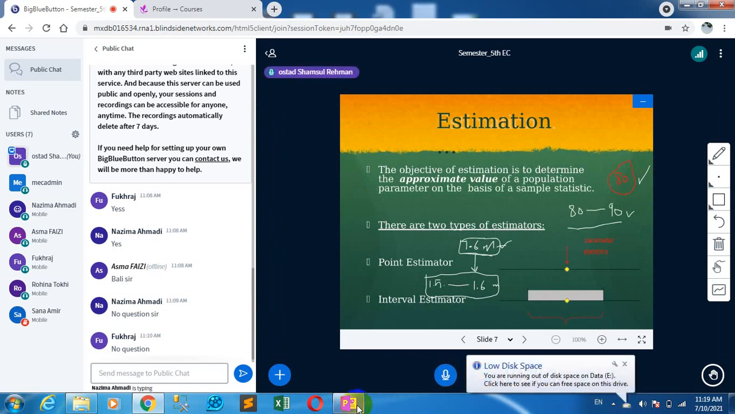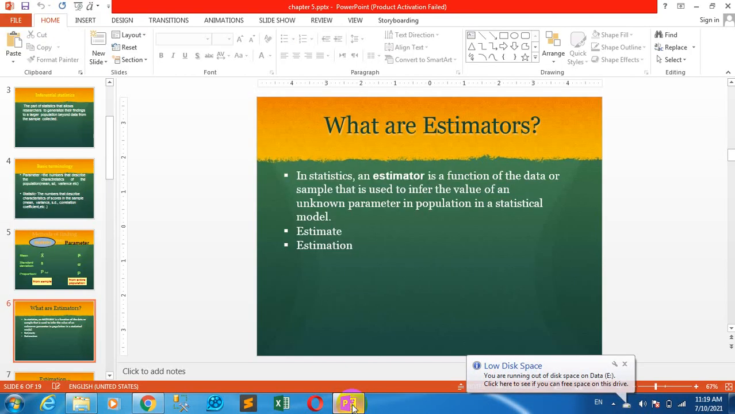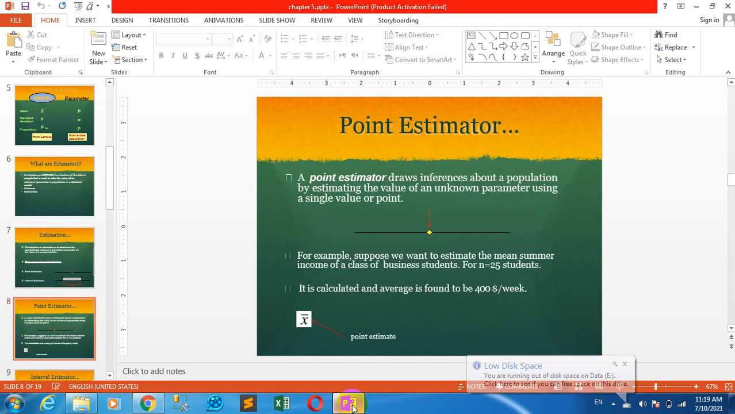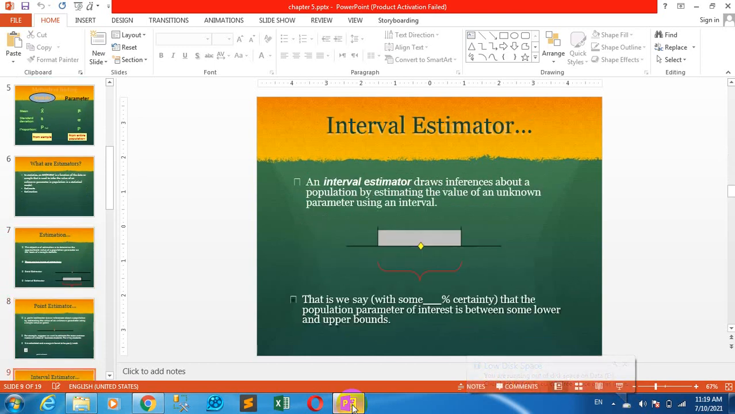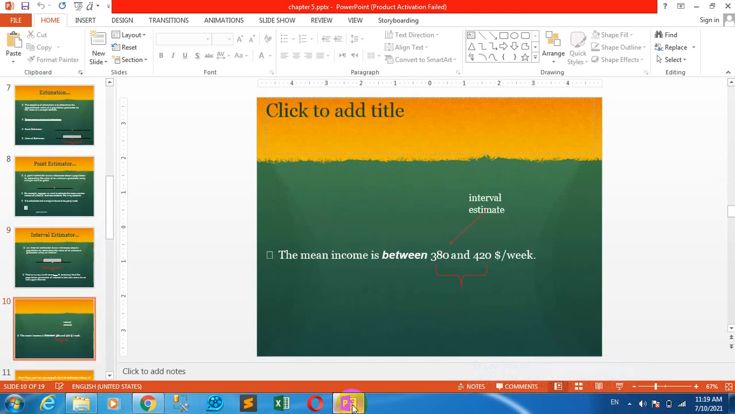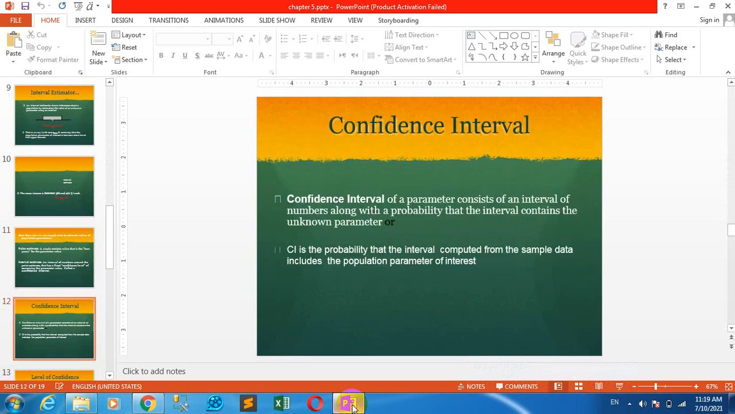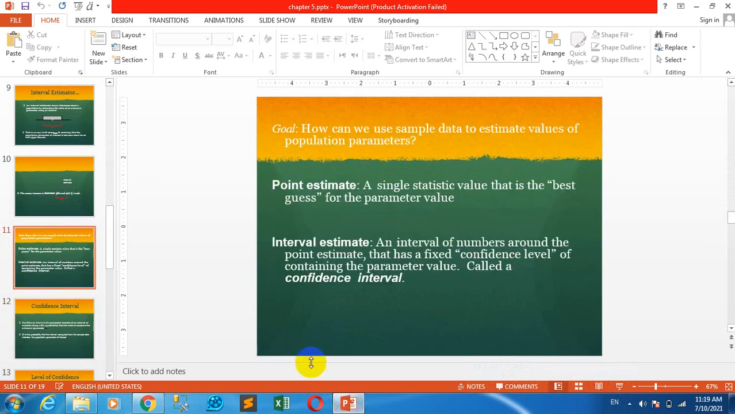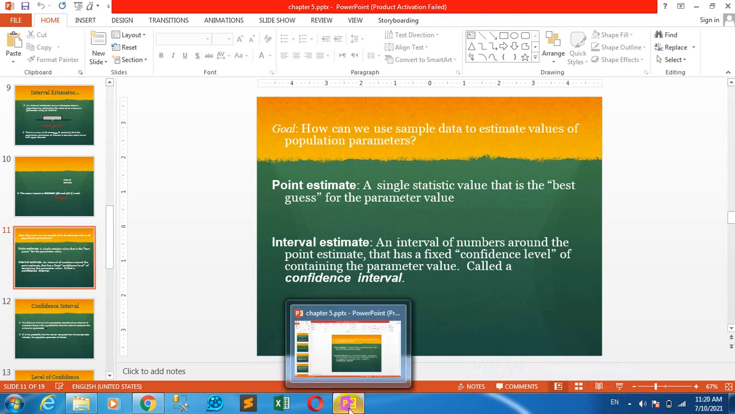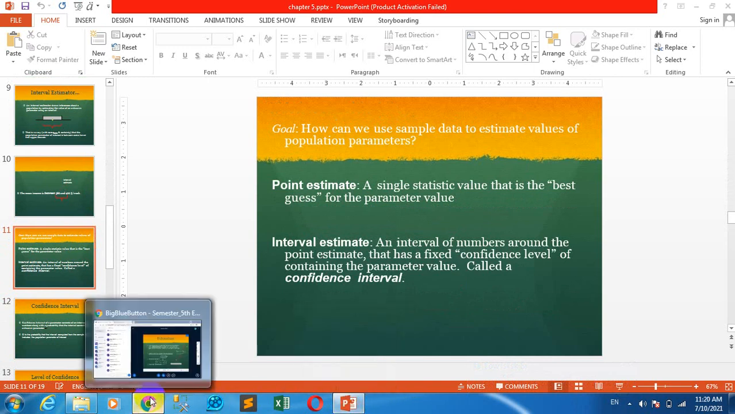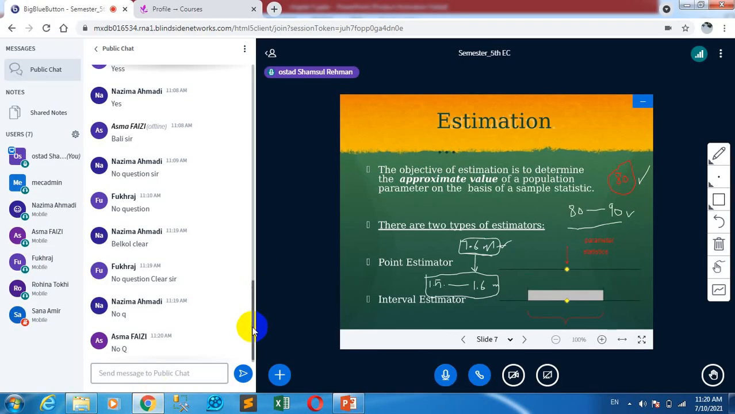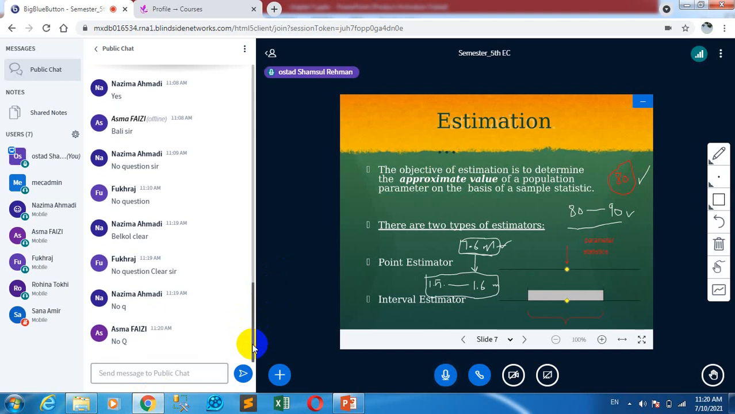Do you have any question related to point and interval estimator? Okay, no question. So it has been cleared to you.